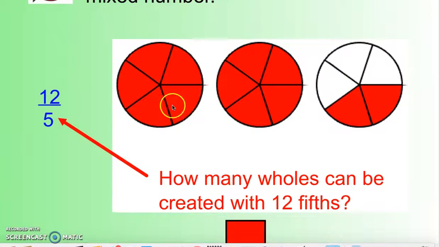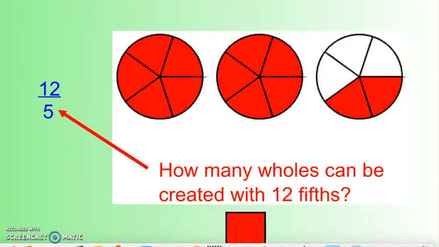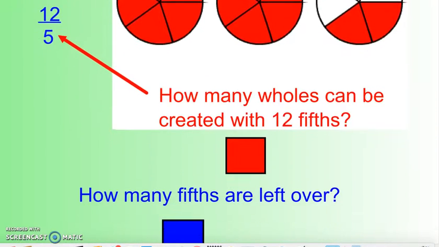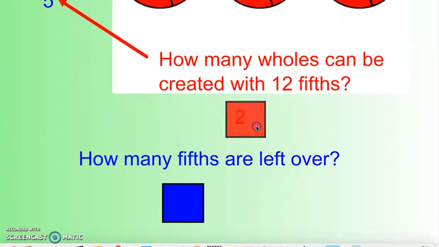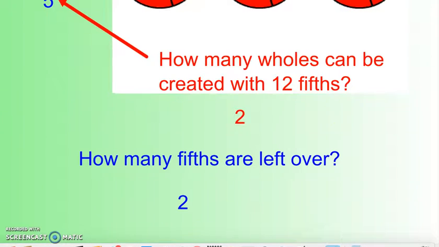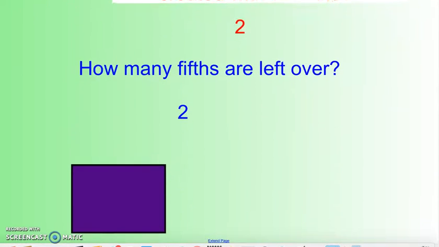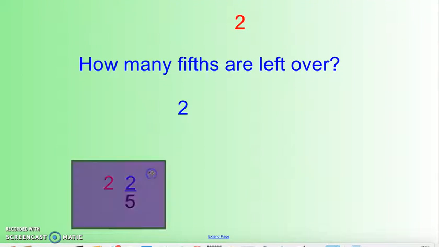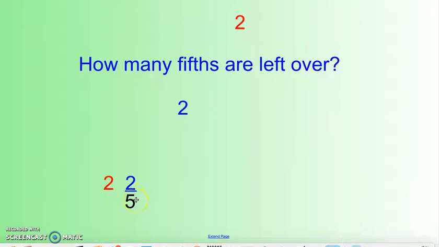I would be able to put together 1 whole, 2 wholes, and then I'd have a 3rd whole, but I would only have a part of it. And so really this is 2 and how many fifths? 2 2/5. And so we had 2 wholes, and how many fifths were left over? 2. And so the way that we write it as a mixed number is we say 2 2/5.